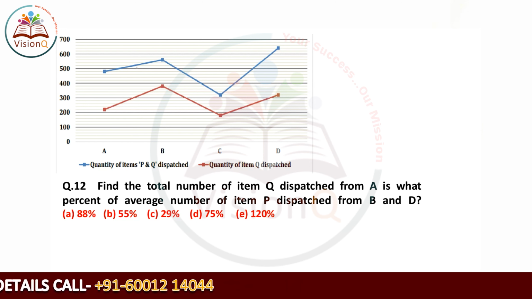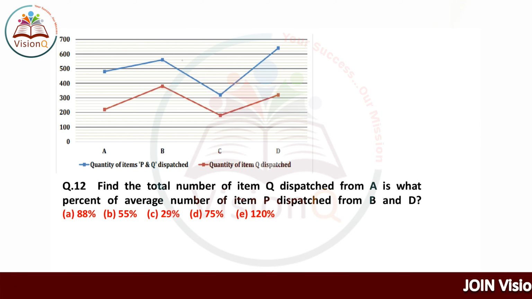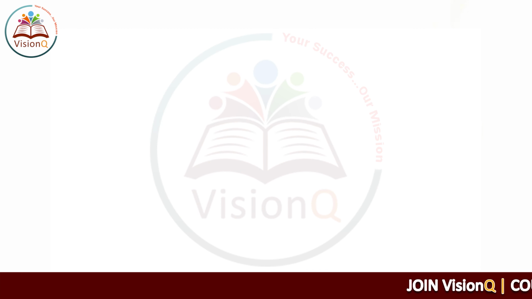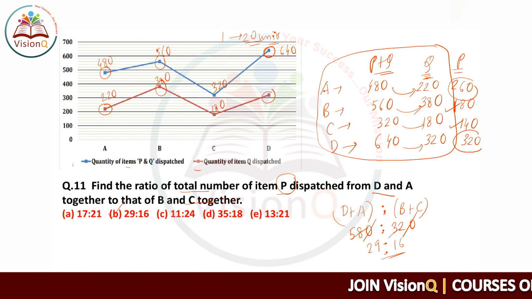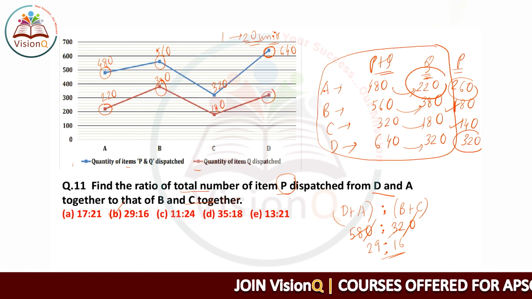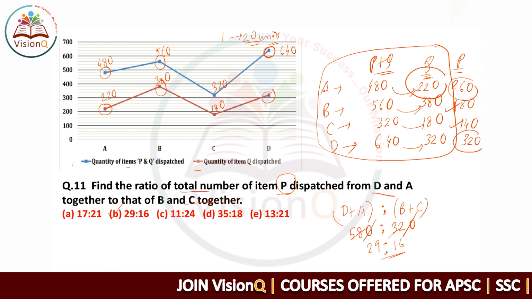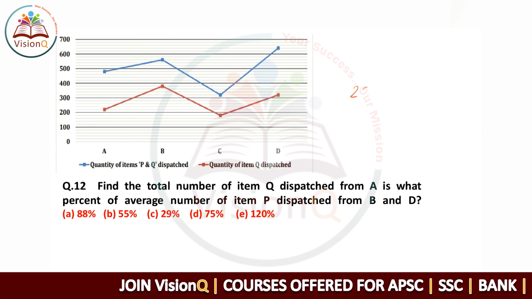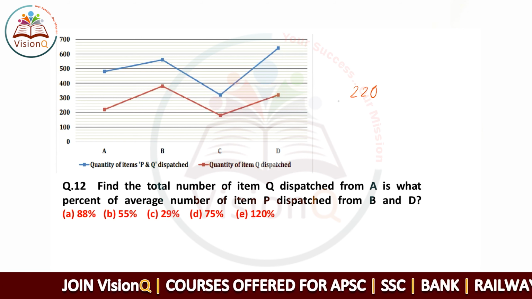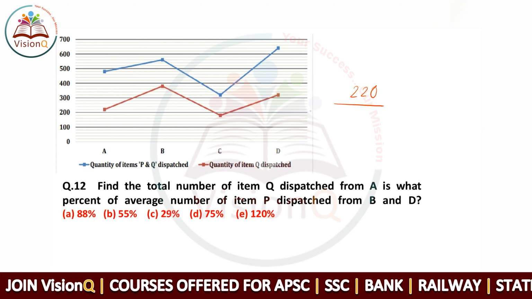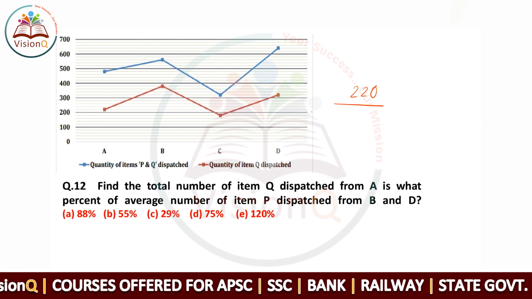So based on the same information, second question number 12 is, total number of item Q dispersed from A is what percentage of average number of item P dispersed from B and D. So total number of item Q dispersed from A was 220. So 220 is what percentage of average number of item P dispersed from B and D.